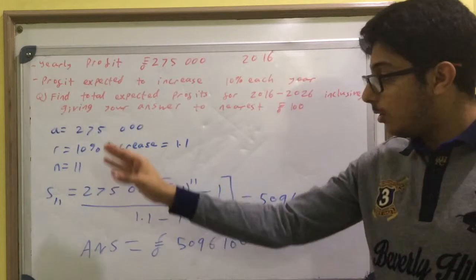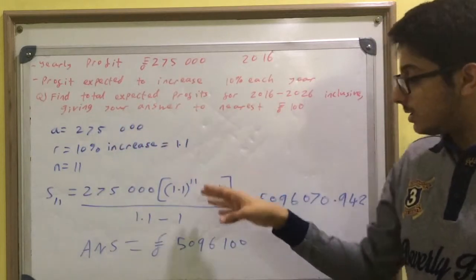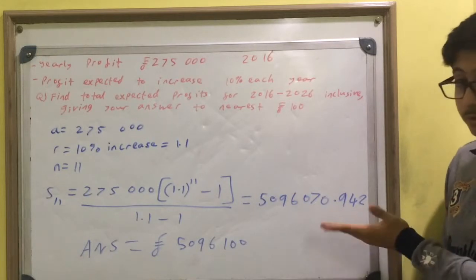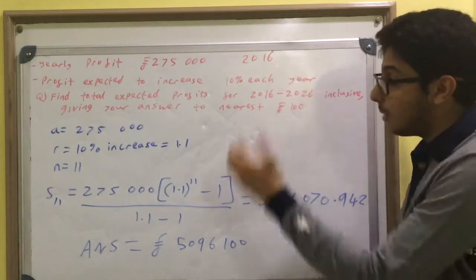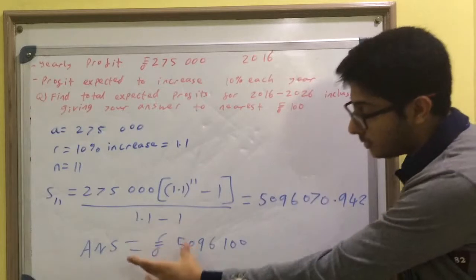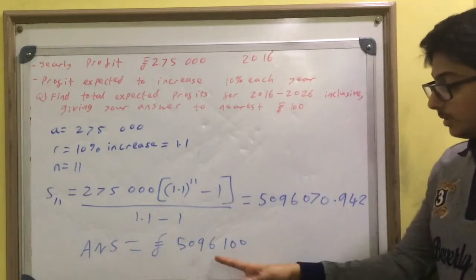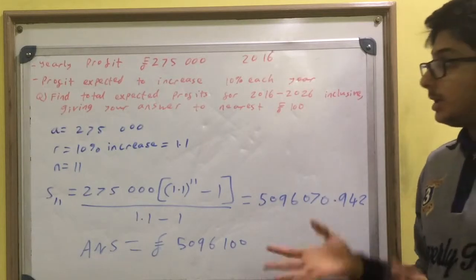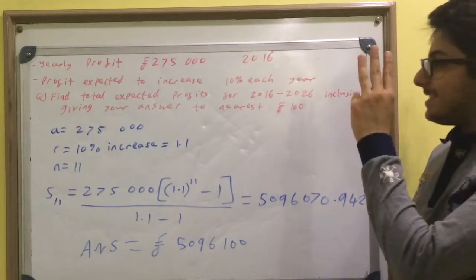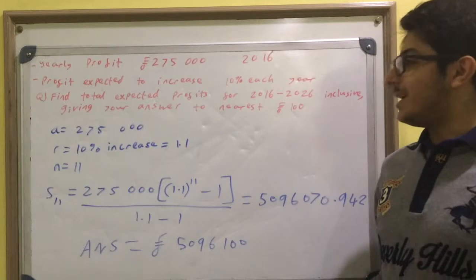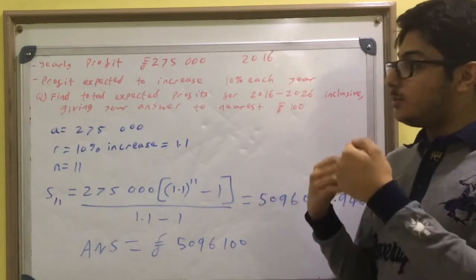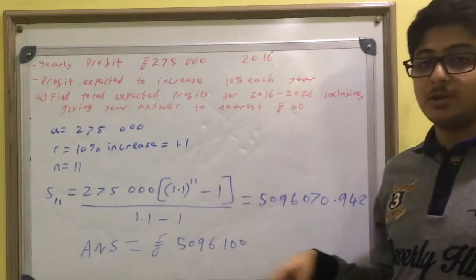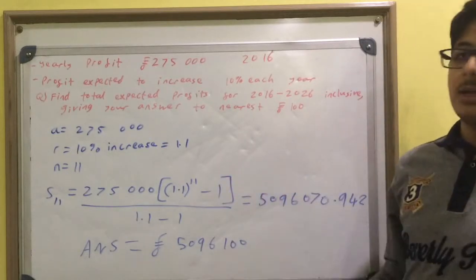You just put all the values into the formula, and you get this not nice number. And remember, to the nearest £100, so you just round it. And that's your answer: £5,096,100. Easy. By the way, it's only 3 marks. Usually when they ask you to use a formula, it's not going to be worth that many marks because you're just putting numbers into a formula.